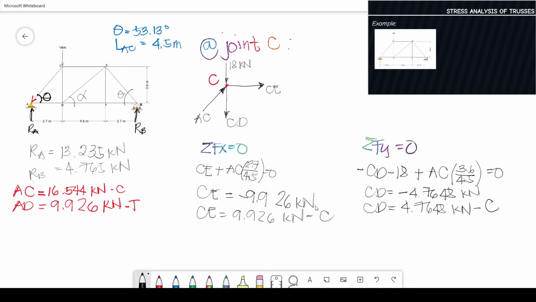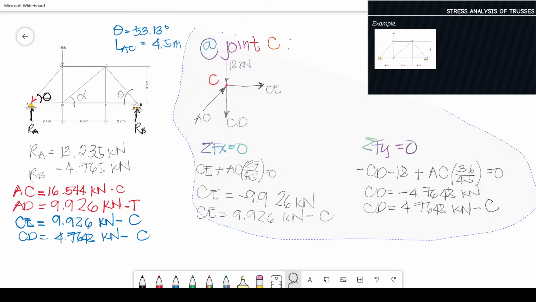Okay. So it is very important that you indicate what you put, so you don't get confused when you go to the next joint. So our CE is 9.926 kilonewton compression. CD is 4.7648 kilonewton compression. So let's proceed to the next joint.